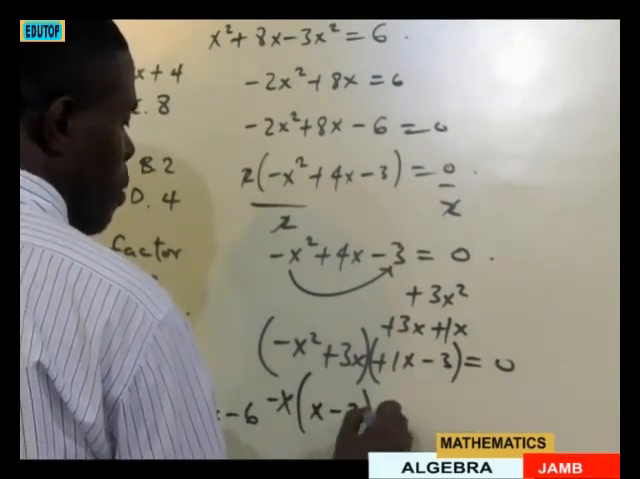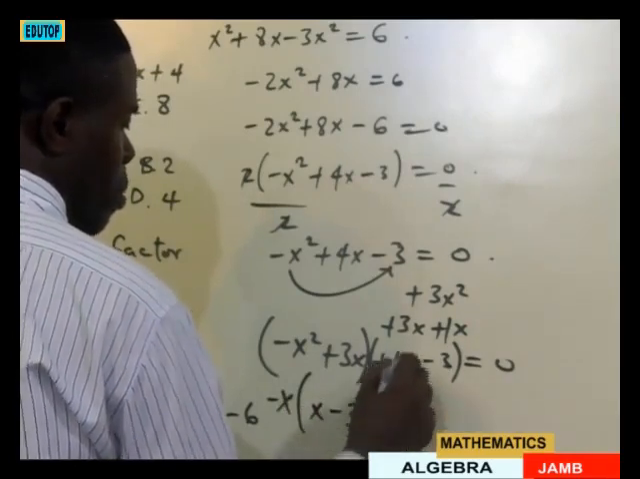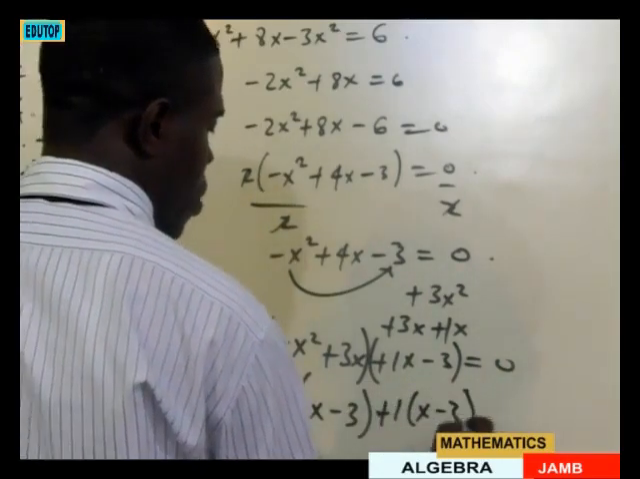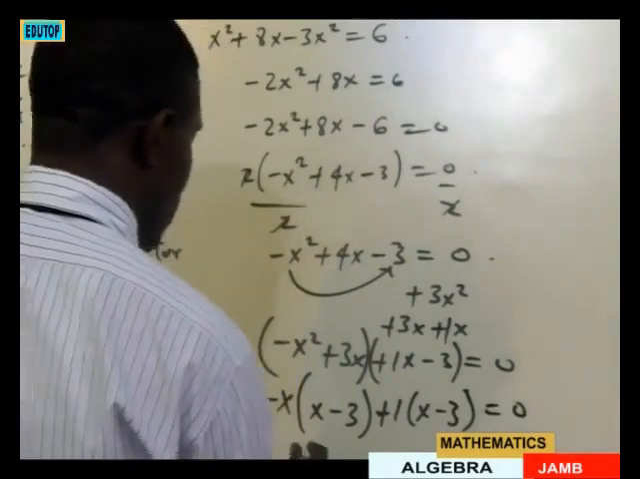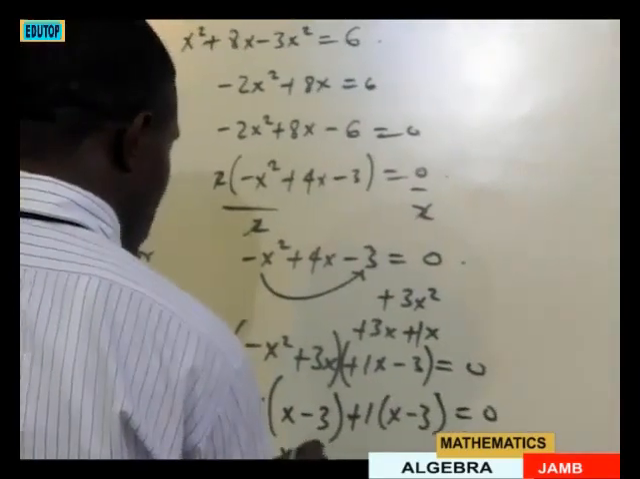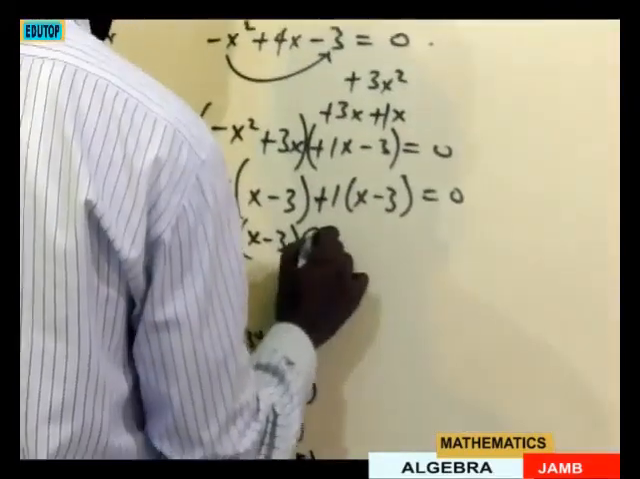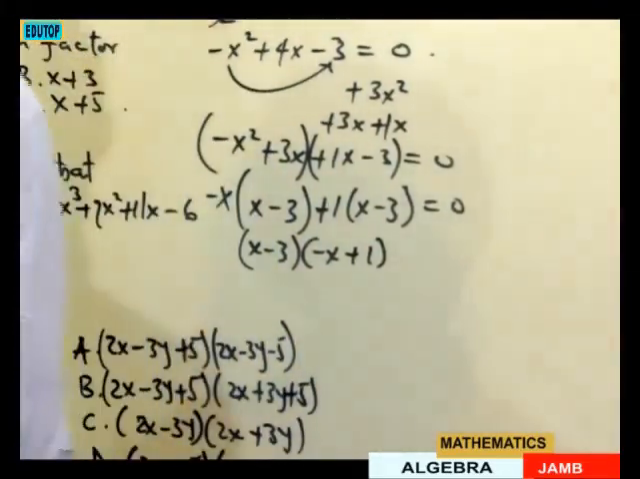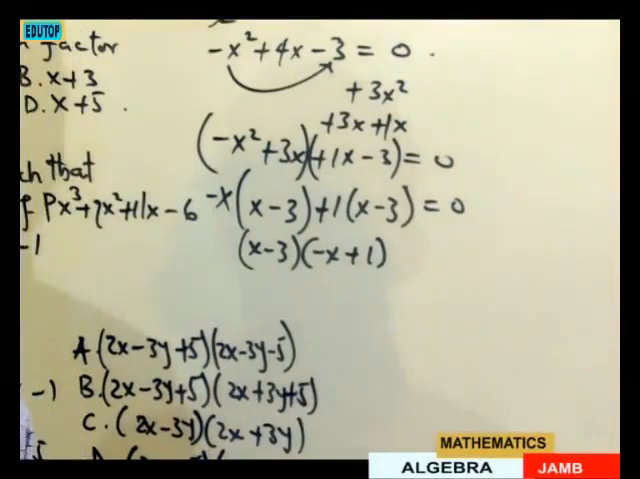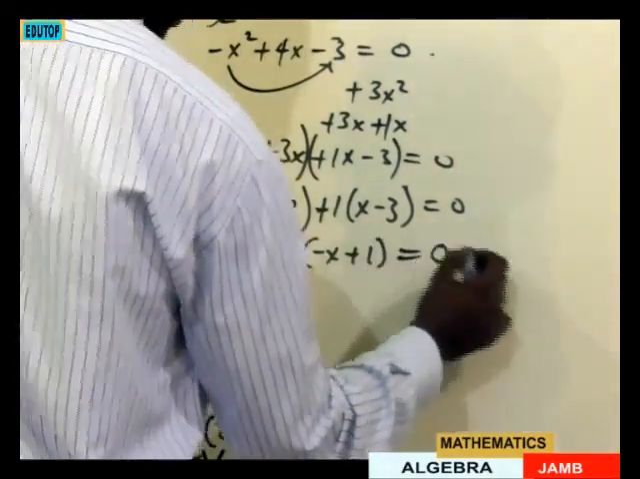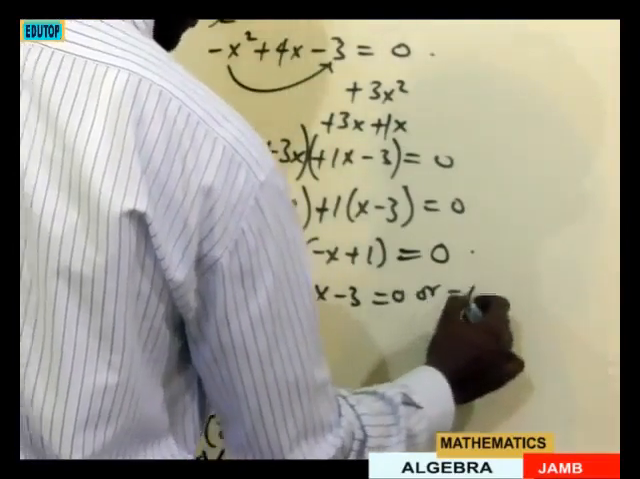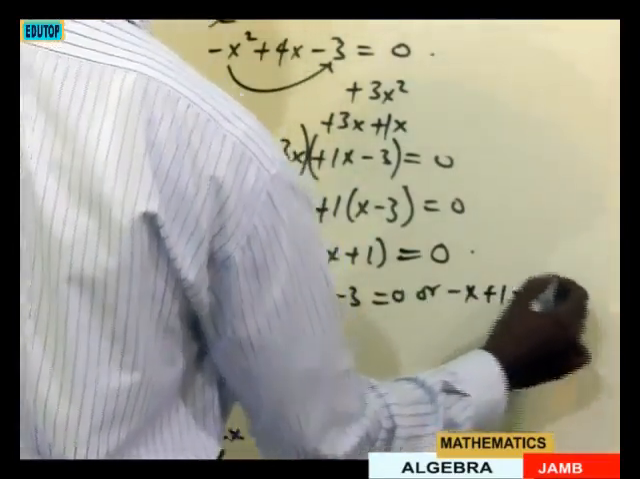What is common here? Plus 1 is common, x minus 3 equals 0. Then I'll have x minus 3, then I have minus x plus 1. So that is what I am going to have, equals 0. So my x minus 3 equals 0, or minus x plus 1 equals 0.